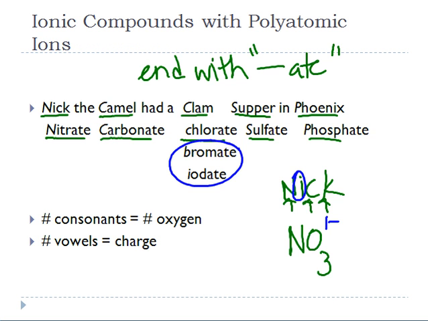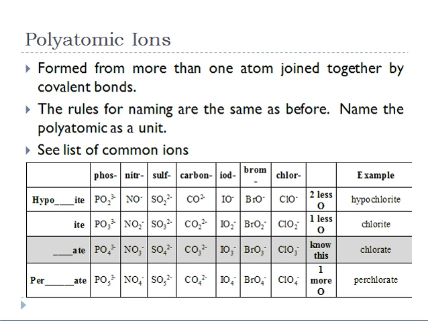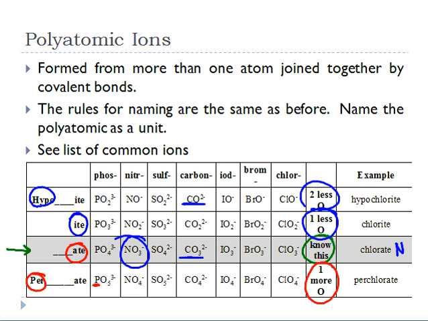So this works for all of those words, and it's an easier way to help you memorize those ate ions, okay? So if I go back here, I'm going to write the word Nick here. So Nick, if you memorize Nick the Camel had a clam supper in Phoenix, that'll help you memorize the gray shaded areas. And then if you start taking away your oxygens or adding an extra oxygen, that's how you figure out all the other type of ions. Another way you can do this is actually make flashcards and quiz yourself on it, which we'll probably do a little bit in class. But anyways, those are some tools for you to learn your polyatomic ions, because you will not be given them on a quiz or a test.